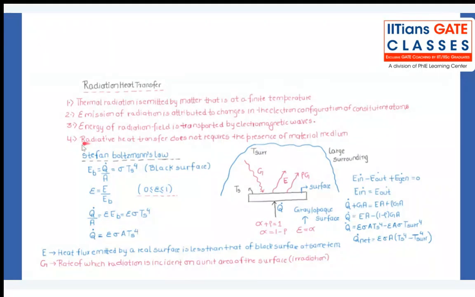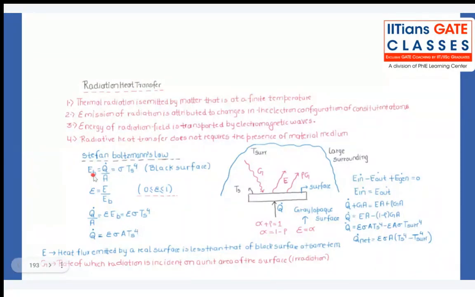How do you quantify that? This law is called the Stefan-Boltzmann law. It is a simple law. It says that for a black surface or black body, which is an idealized concept, since no actual body is a black body, the emissive power, that is how much radiation is emitted by the body, which is also a heat flux, Q dot by surface area, is sigma times TS to the power 4, where sigma is the Stefan-Boltzmann constant and TS is the surface temperature of the body.